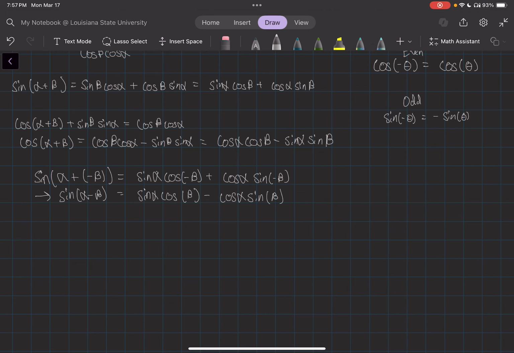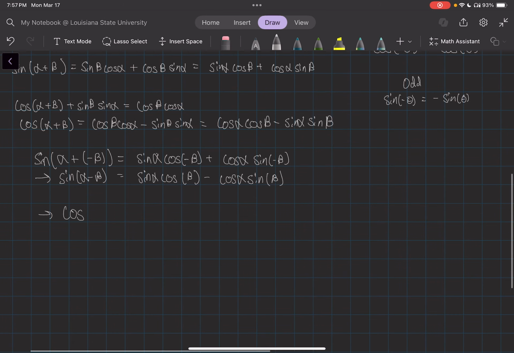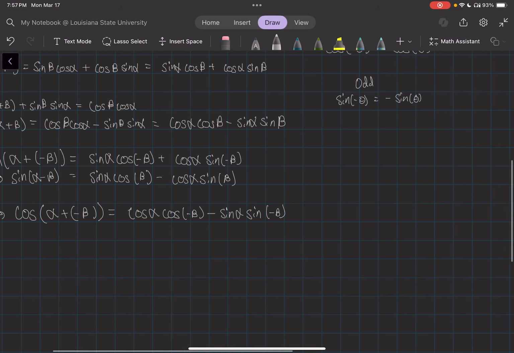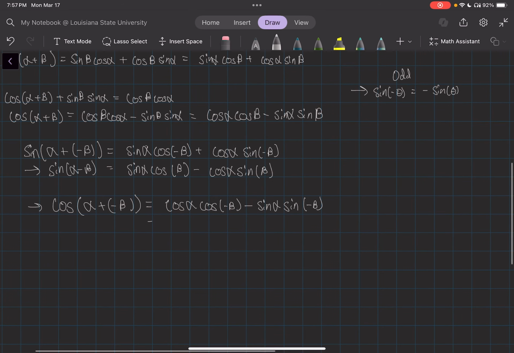And you could do the same thing for cosine. I'll let you try to do that. So what is the cosine of alpha plus negative beta? That would be the cosine of alpha times the cosine of negative beta minus the sine of alpha times the sine of negative beta. So use the even and odd properties of sine and cosine to simplify your answer.